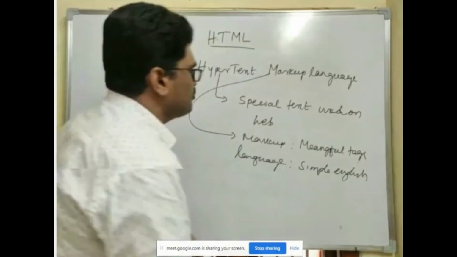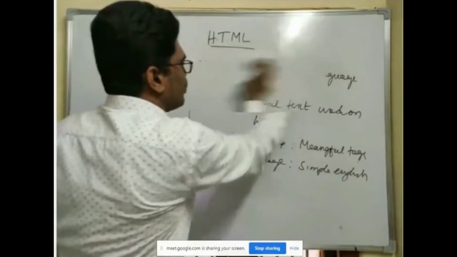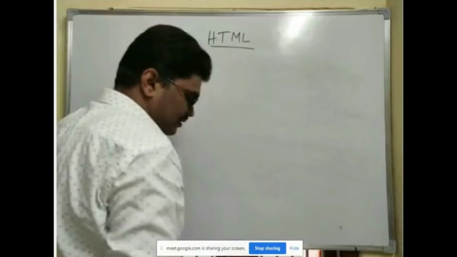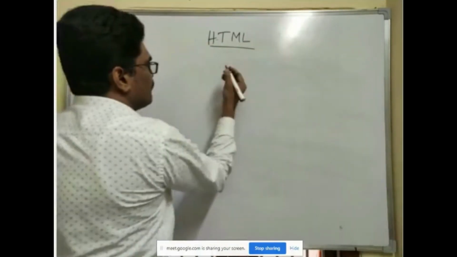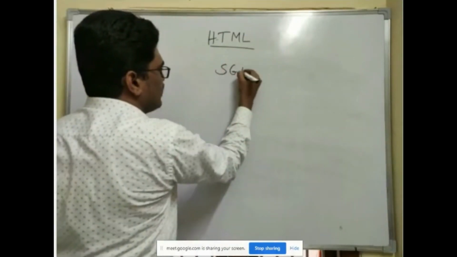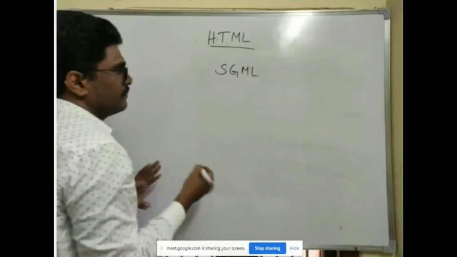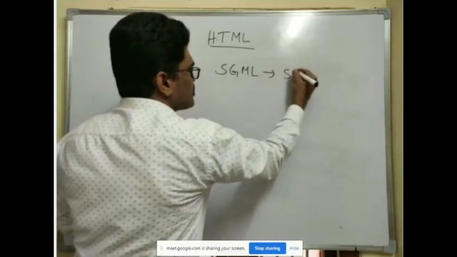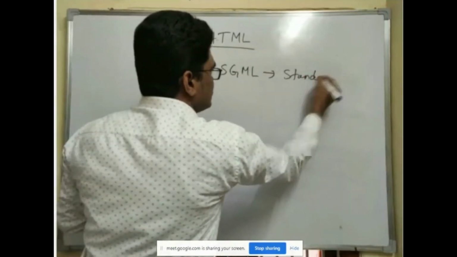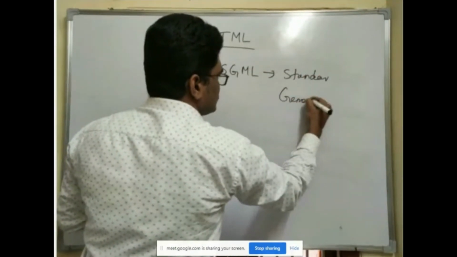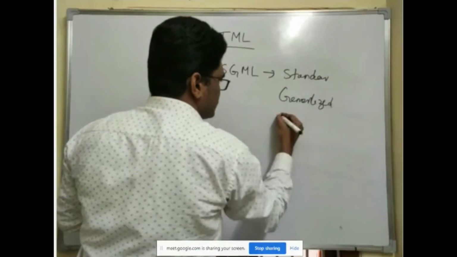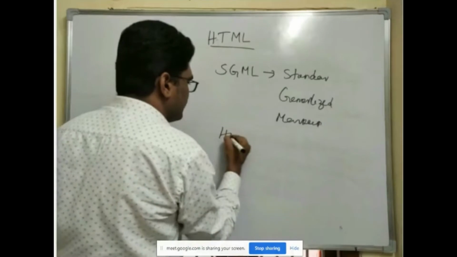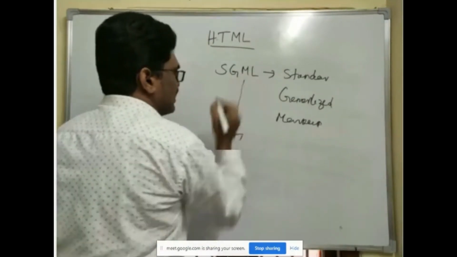So if you come to HTML, as I told you again, Tim Berners-Lee is the one who invented this. And there are a few things. Before HTML, we'll see just a little history. Before HTML, we had something called SGML, Standard Generalized Markup Language. Okay, HTML came from this language.